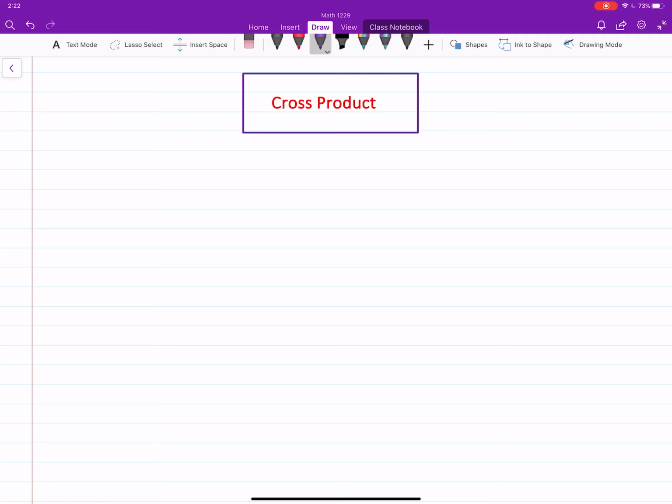Hi, in this video we will learn a new product of two vectors from R3. It's called cross product and it always only makes sense for vectors in R3, vectors with three components. Okay, let us start with the definition.